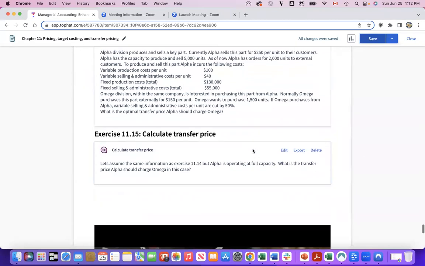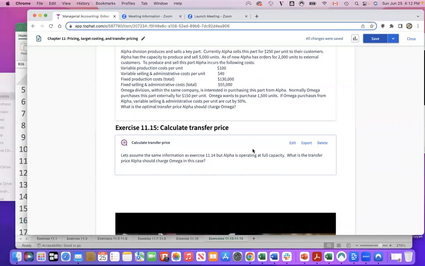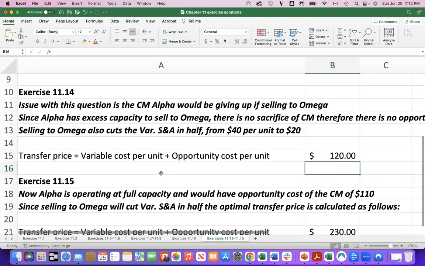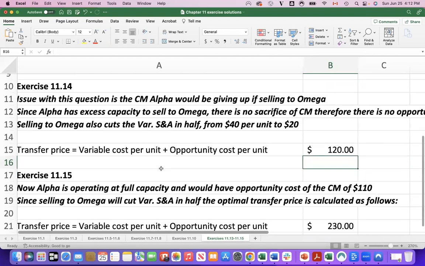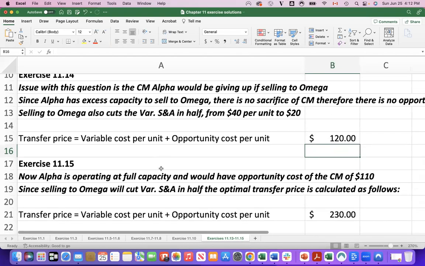Now, exercise 1115 works a little differently. It's the same assumption as 1114. However, now we're assuming Alpha is operating at full capacity. If that's the case, what is the transfer price Alpha should charge Omega in this case? Now that Alpha is operating at full capacity, there would be an opportunity cost of $110 to Alpha. So they have to account for that in the price that they are charging Omega Division. And again, since they're selling internally to Omega, the variable selling and admin are going to be cut in half.